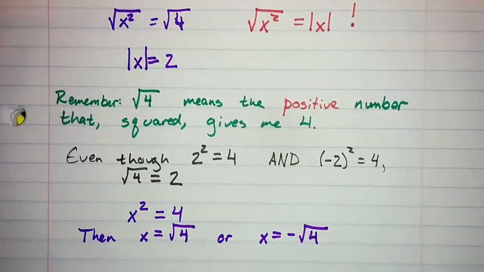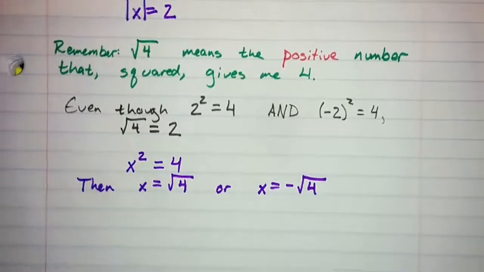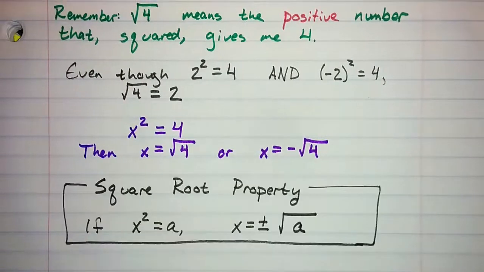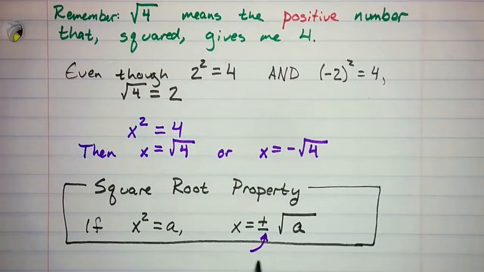This property has a name when we state it in general for any number, not just for 4. It's called the square root property. The square root property says if x squared equals some number, then either x equals the square root of that number, or it equals negative the square root of that number. Be aware of this symbol. We're going to meet it several times.